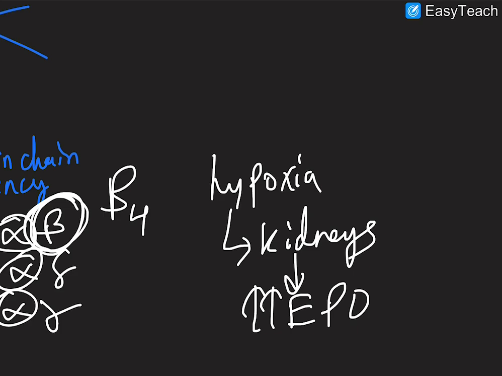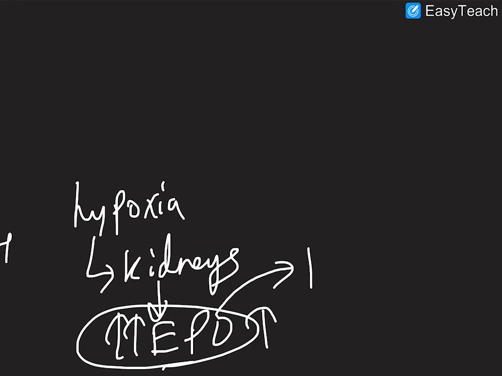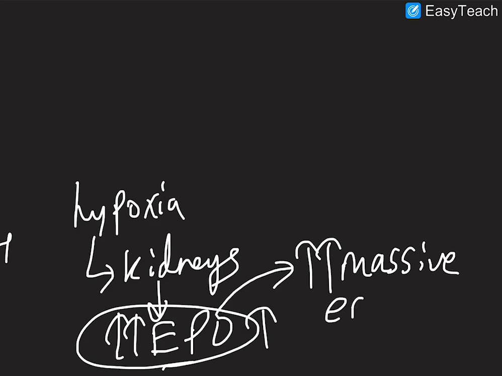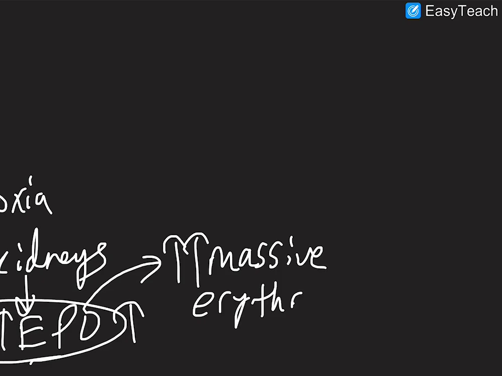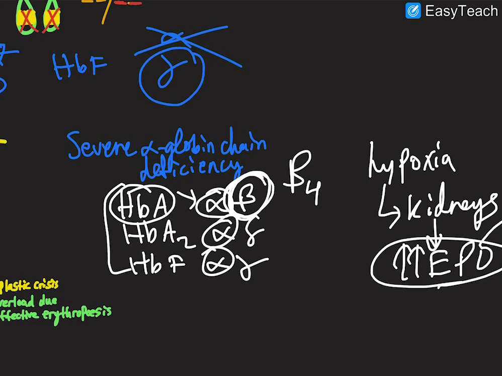Actually, we can talk about it now. So if you're secreting a bunch of EPO, well, that EPO is going to go to your bone marrow and stimulate it heavily. So you're going to get massive stimulation in erythropoiesis, okay? So massive marrow expansion, all right? So that's one thing that's going to happen.